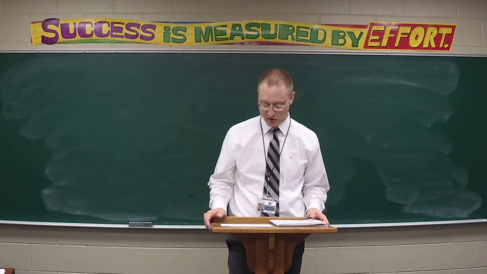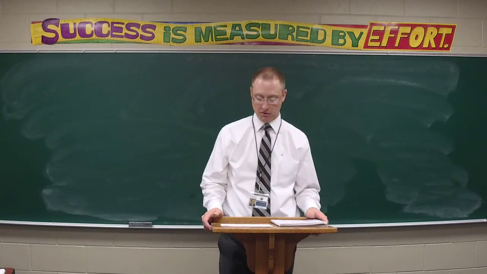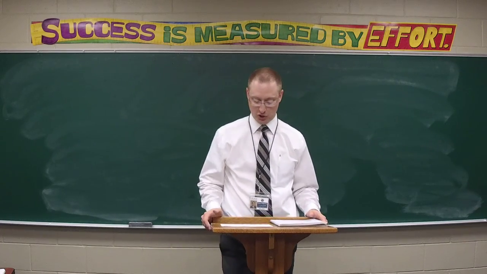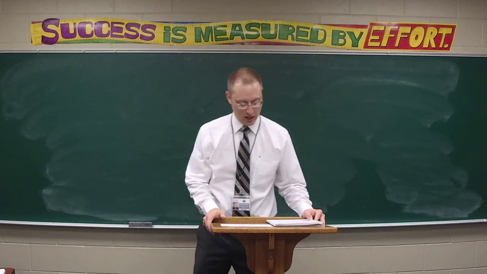Quiz 17. Let's take a look at the quiz very quickly. 1 through 3, rewrite them. I would recommend you show your work so you can receive partial credit if you happen to make a careless, stupid mistake. Number 4, you're simplifying. Number 5, you're verifying. Go ahead and get started.